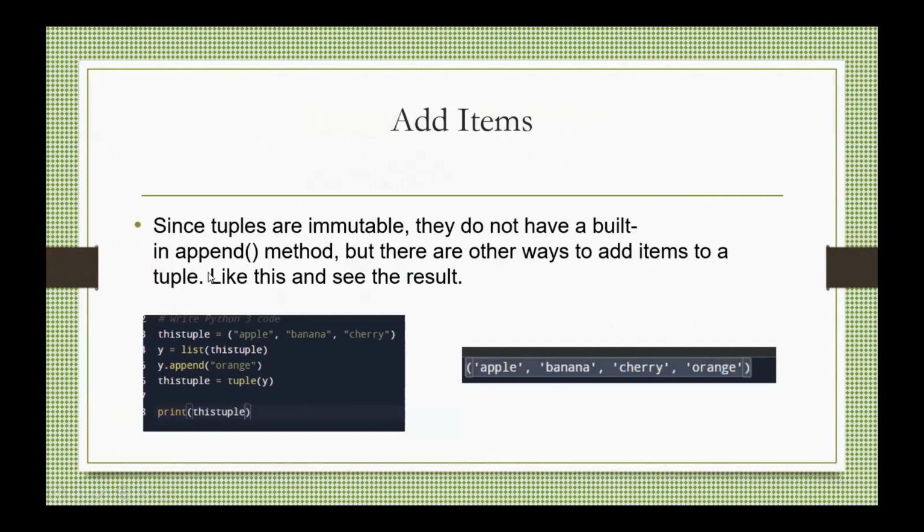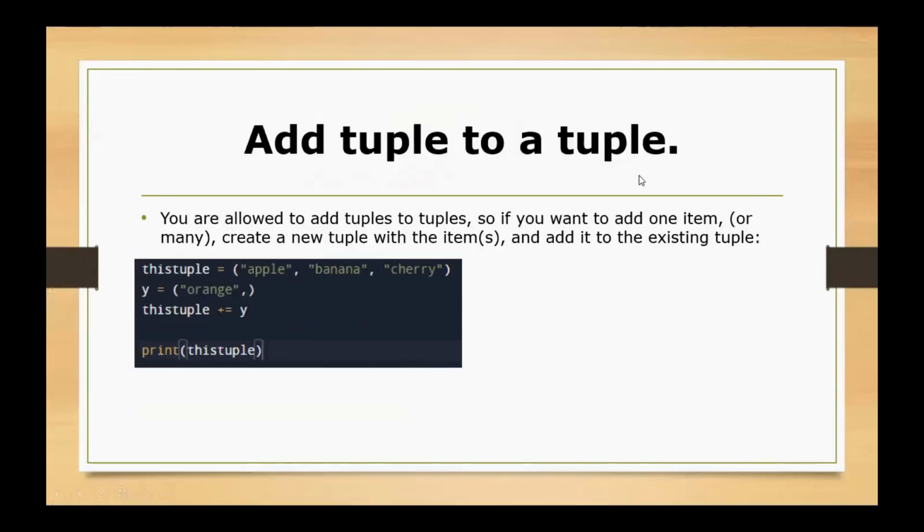Next is add items. Since tuples are immutable, they do not have a built-in append method, but there are other ways to add items to a tuple like this, and you can see the result on the right side. If we put this tuple, apple, banana, cherry, and we want to add another item, we can use this type of code to add orange, and if you add it, it will come in the list.